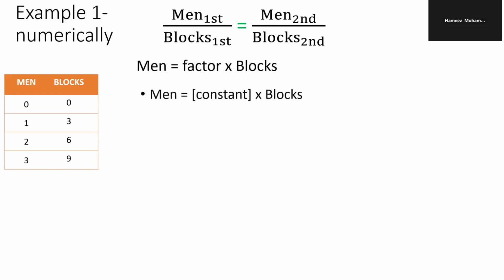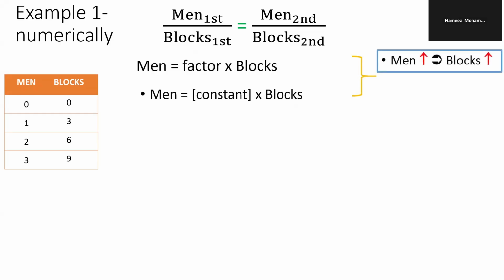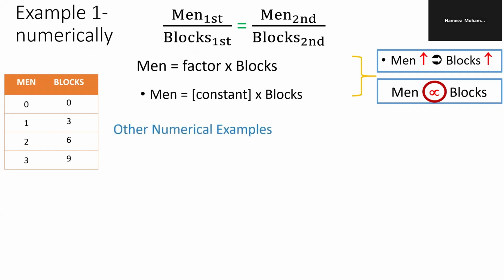And recognizing that, we can simplify it and look at it differently by saying, as the number of men increases, this tells us that the number of blocks increases. The symbol for directly proportional looks almost like an infinity sign. So it tells us that men are directly proportional to blocks. So that's the mathematical way of seeing it. Let's look at another couple of examples.